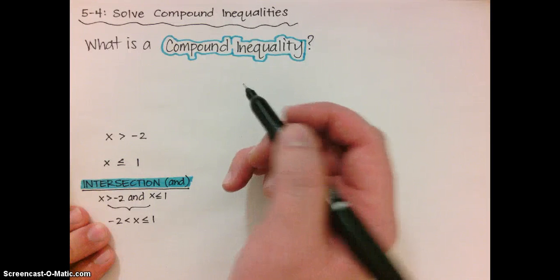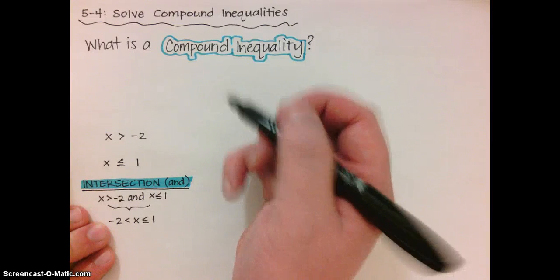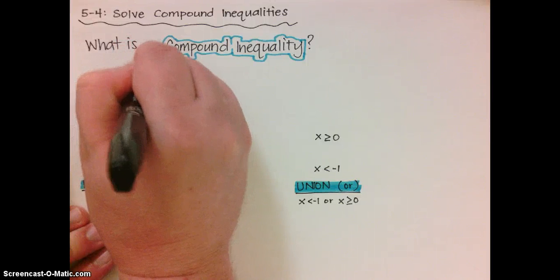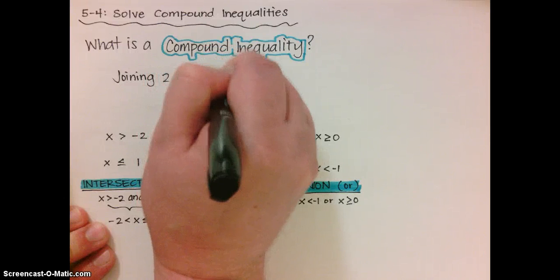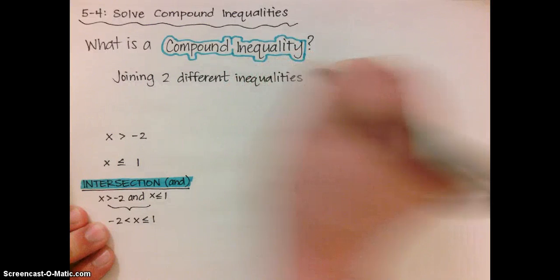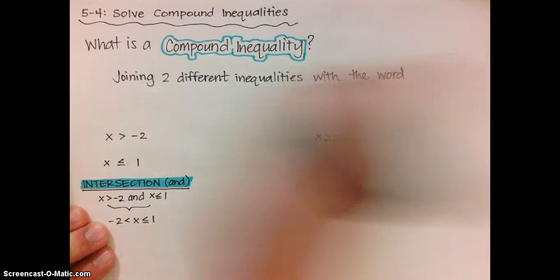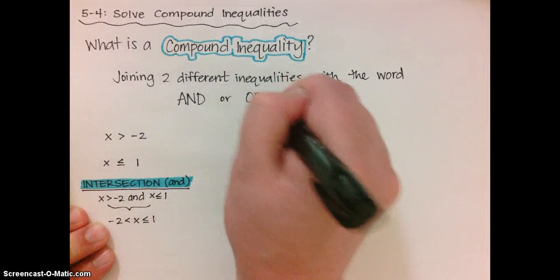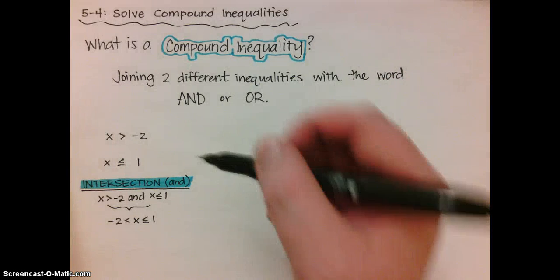Well, just like compound sentences, how they're joined with the word and or the word or sometimes, the same is true with a compound inequality. It is joining two different inequalities with the word and or the word or. Okay, so it's kind of combining two different inequalities.